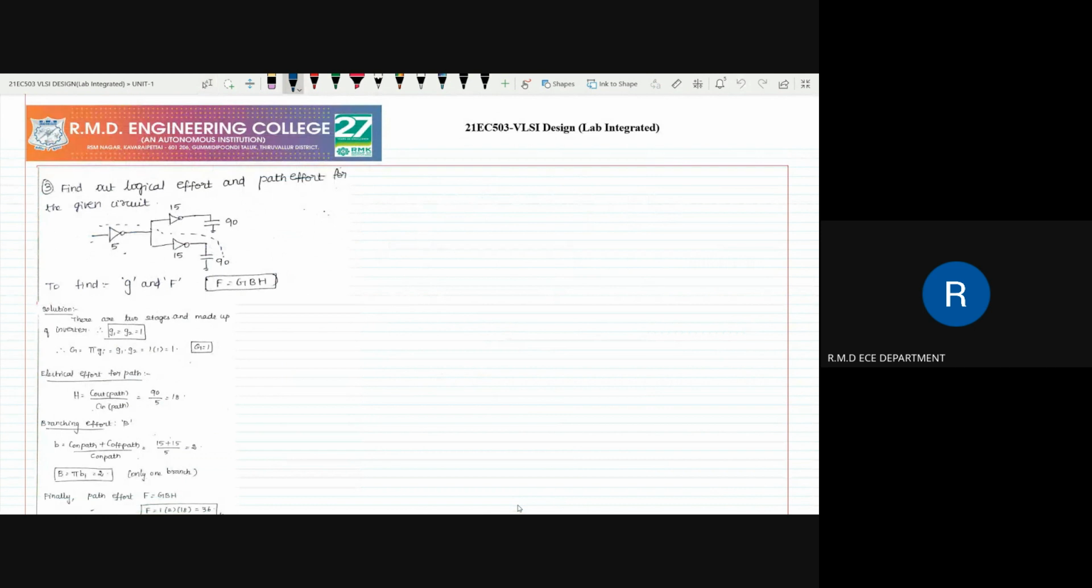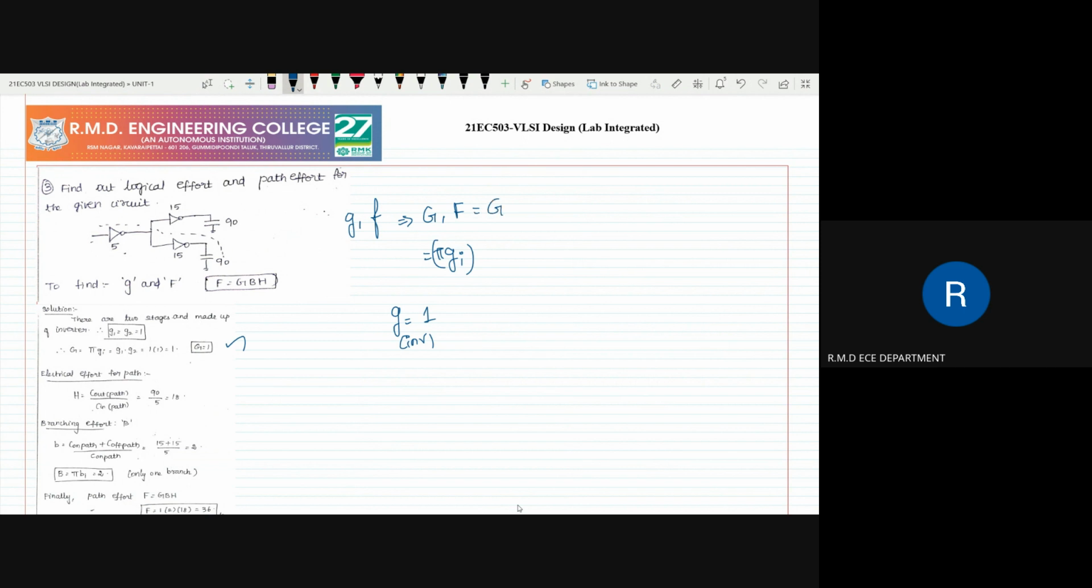Find the logical and path effort for the given circuit. Again they are asking about the logical effort g, and the path effort F, for the full path. So the formula uses capital G and F. G is the product of g: you calculate the logical effort for each stage and finally multiply them. Here it is fully connected with inverters, and the logical effort of an inverter is always 1, so 1 into 1 gives capital G equal to 1.